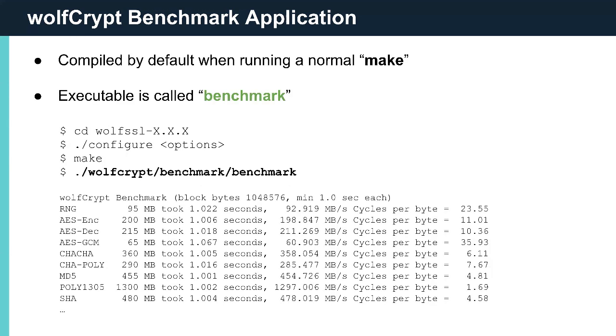This is compiled just when running a normal make as well. The executable is called benchmark and located under wolfCrypt/benchmark. When you run it, you're going to see throughput of each algorithm, typically in megabytes per second, or it switches to operations per second when you get down to public key algorithms. If you're on a supported processor, you'll see cycles per byte for each algorithm, which is kind of neat to see. And it just benchmarks each algorithm for 1 second.